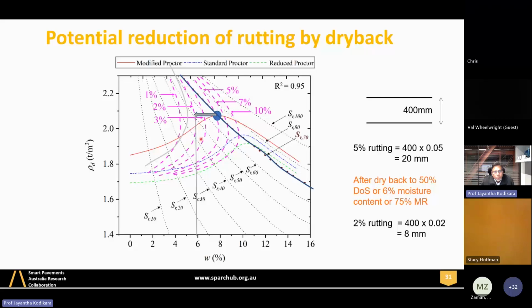That means rutting will be much lower when you dry back and seal, provided that seal is good. Then 2% rutting means that after dry back, your degree of saturation will drop to about 50% and 6% moisture. Your 2% rutting means you will get better rutting performance, 8 millimeters. This practice is used in Australia, although it has practical challenges of drying under certain weather conditions. They dry back before sealing, and then seal it. The seal also adheres better, so the interfacial performance also improves.